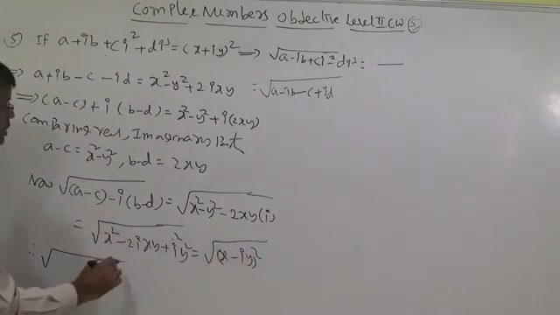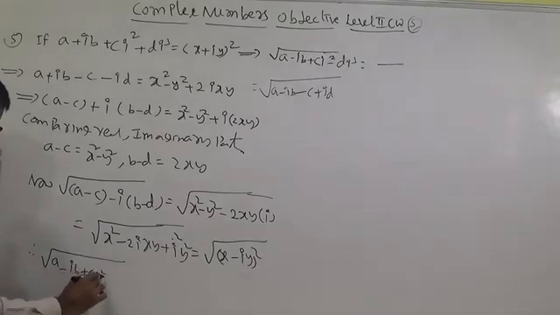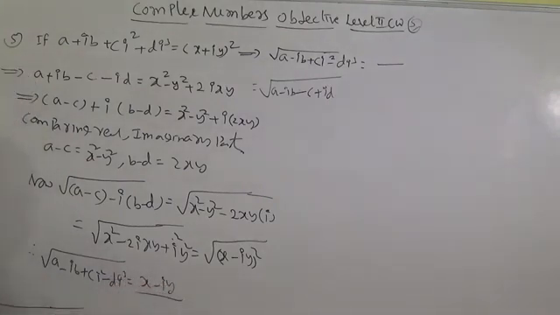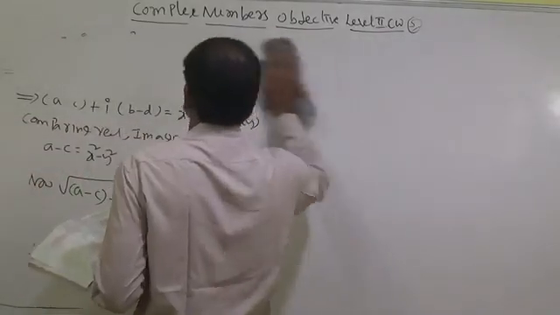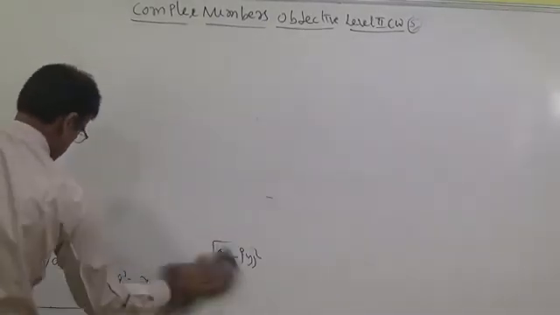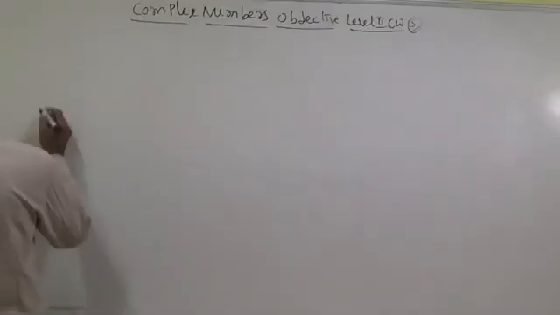Therefore, now we need to calculate the value of whatever is given in the root. Root of a minus ib plus ci square minus di cube is equal to simply x minus iy. x minus iy is the answer, third option. Now sixth question.